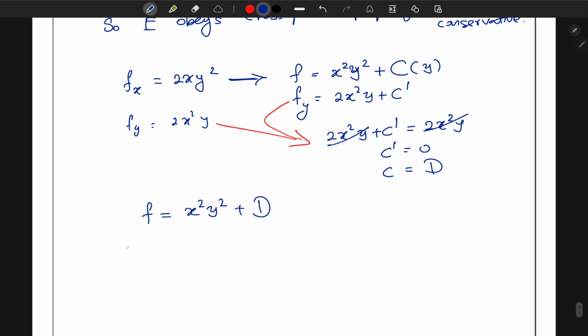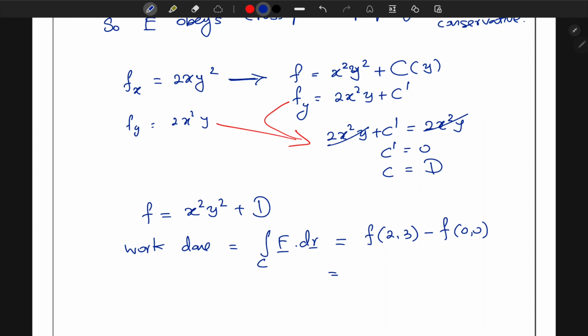Now the work done is the integral, by the fundamental theorem, f of the terminal point. Terminal point is 2, 3, minus the initial point 0, 0. Plug in 2, 3, you get 2 squared times 3 squared. Plug in 0, you get 0. So the answer is 36.